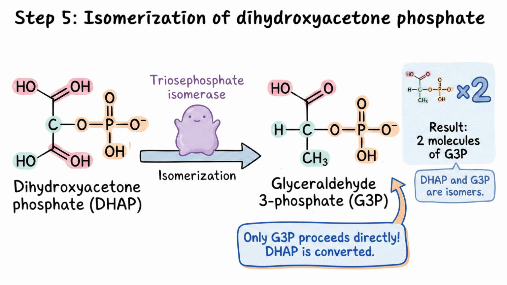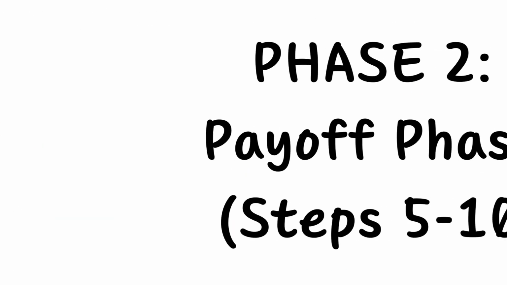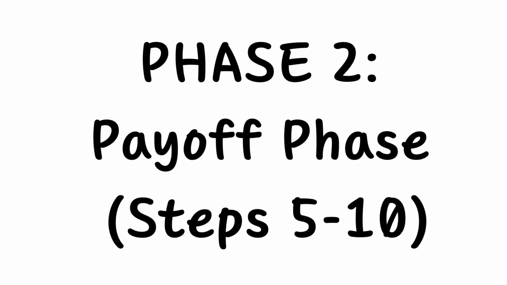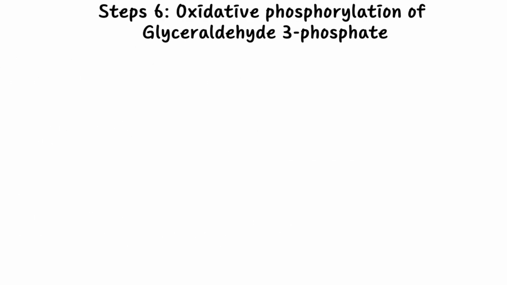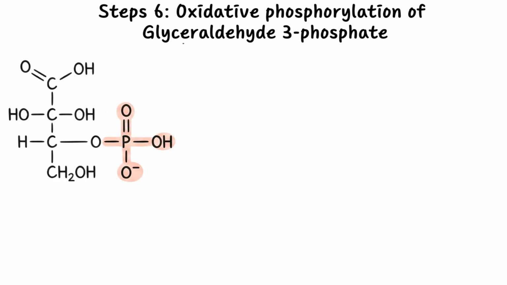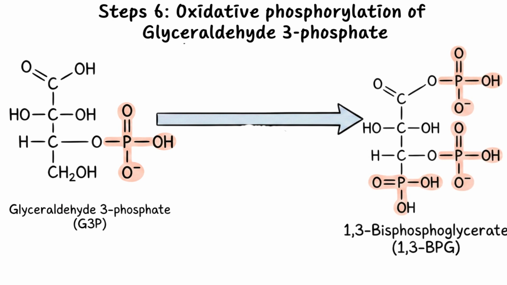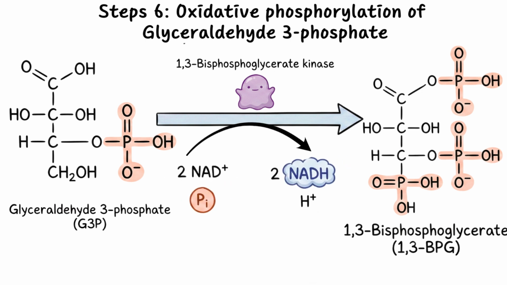So that's it for phase 1. We'll move to phase 2. So the first step of phase 2 is step 6, and that is oxidative phosphorylation of glyceraldehyde 3-phosphate, that is G3P. G3P is converted into 1,3-bisphosphoglycerate by the enzyme 1,3-bisphosphoglycerate kinase with the production of two NADH molecules.